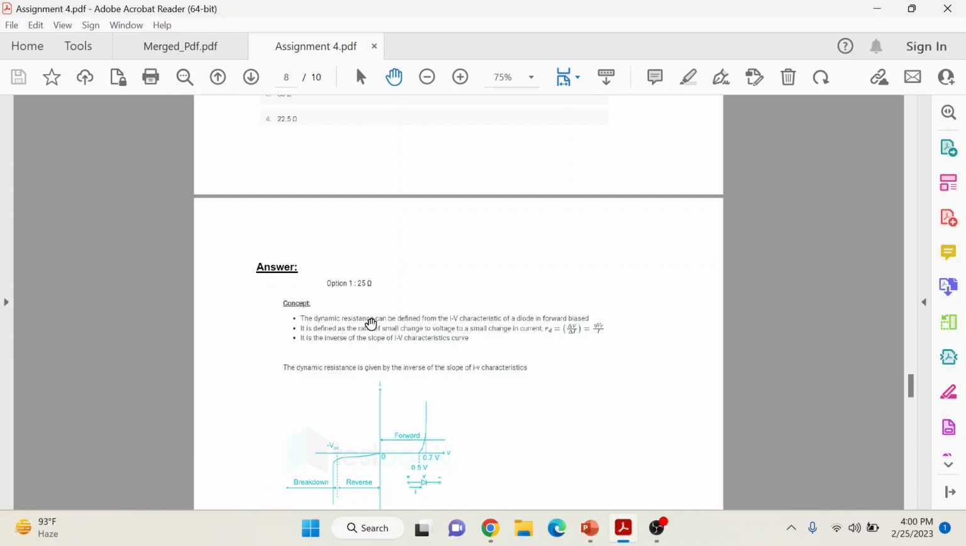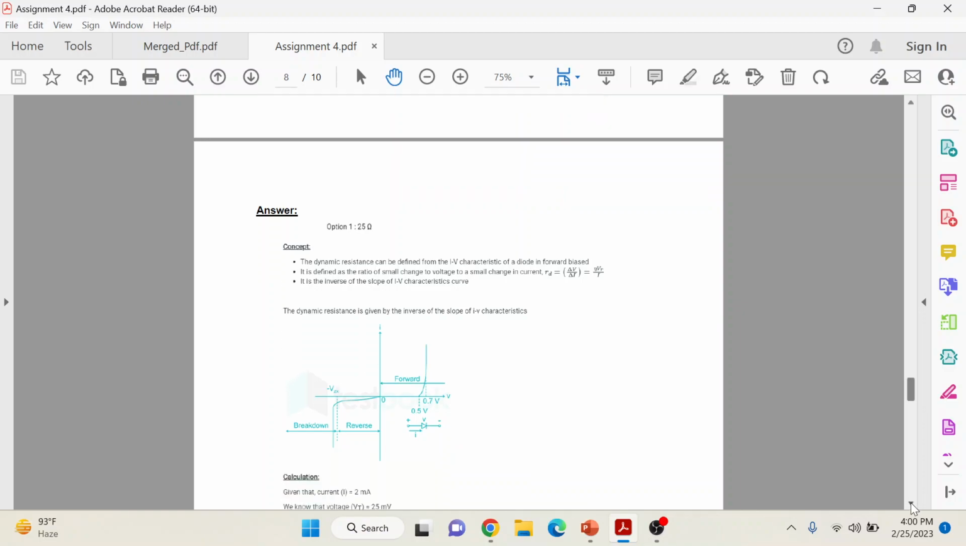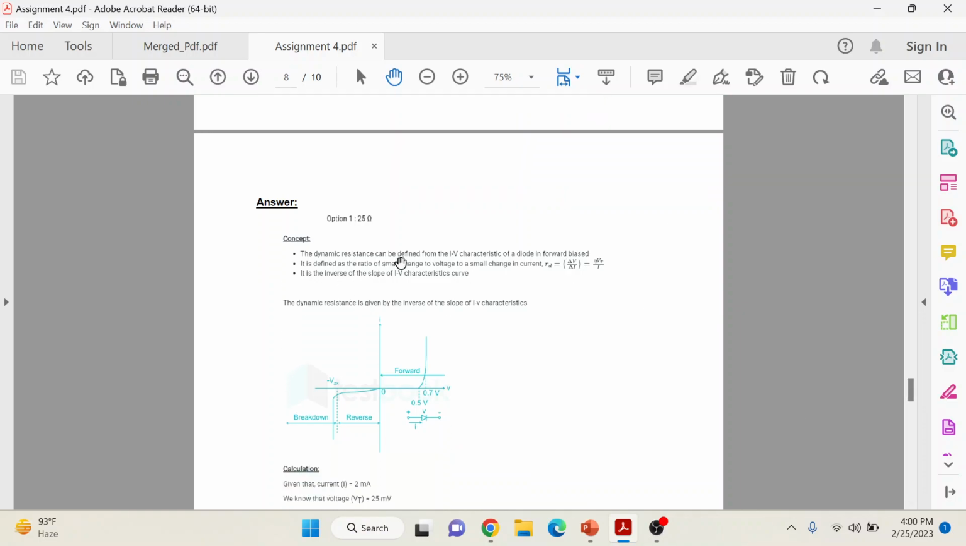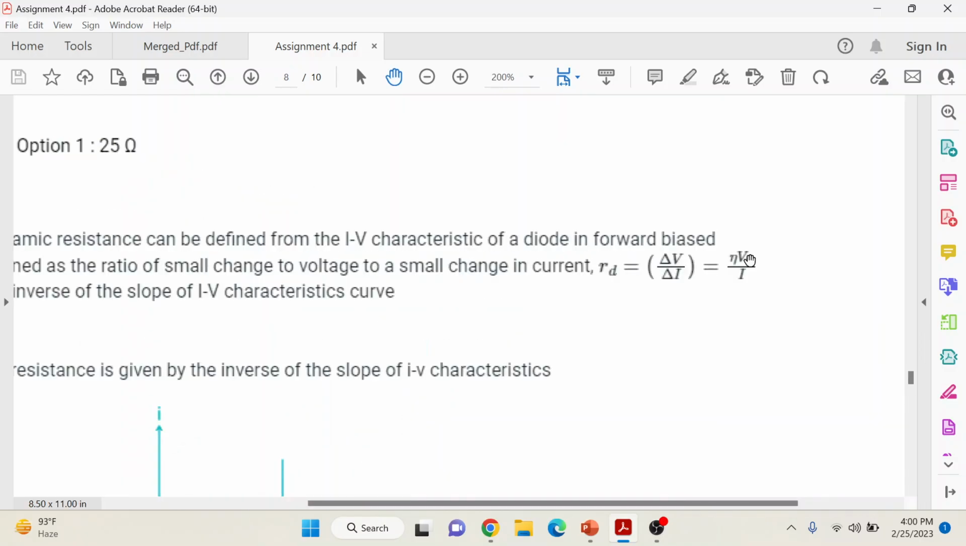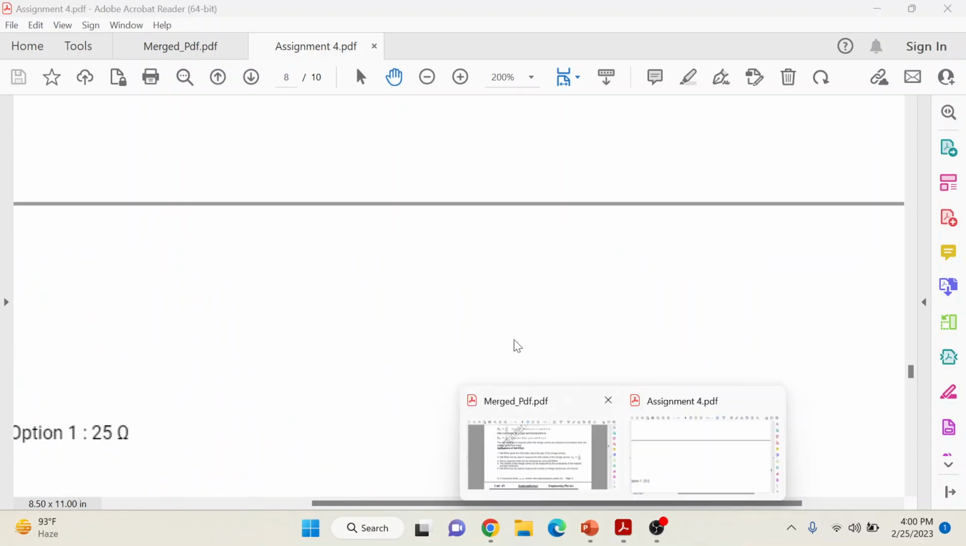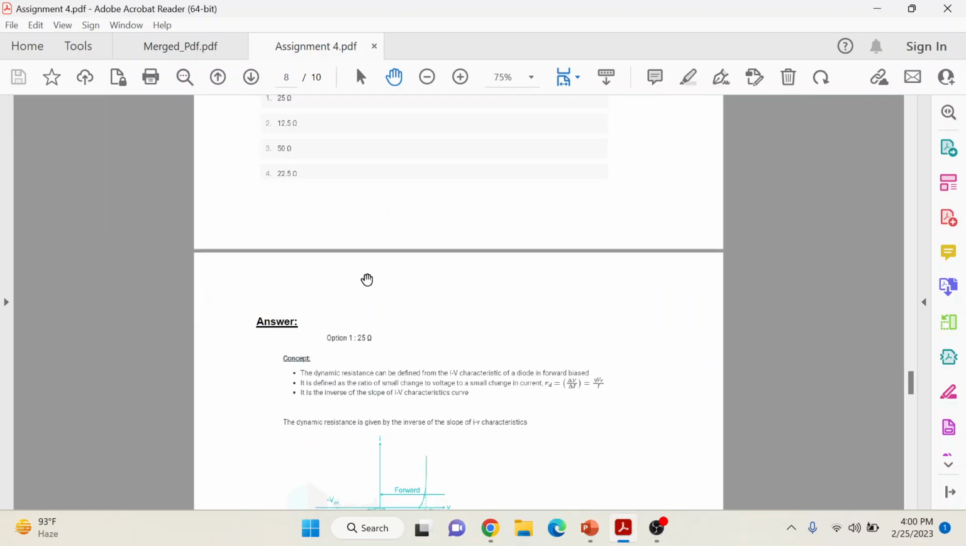So the concept is that the dynamic resistance can be defined from the IV characteristic when the diode is in forward bias. It is defined as the ratio of a small change in the voltage to a small change in the current. That means RD is equal to delta V over delta I, and delta V can be written as eta Vt over I.